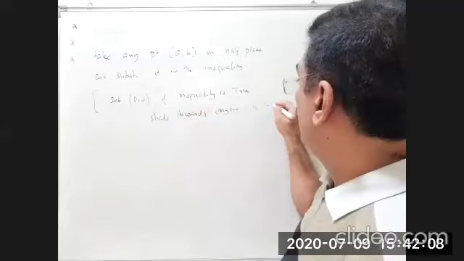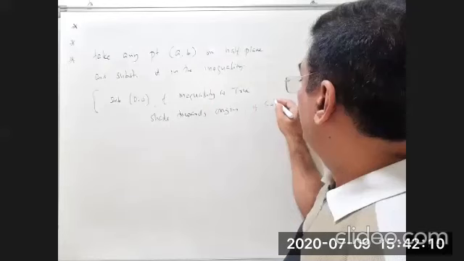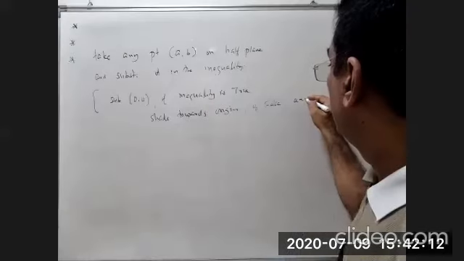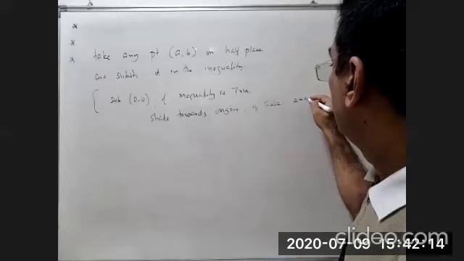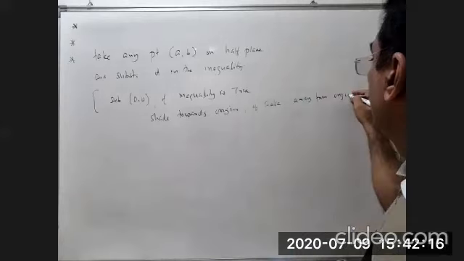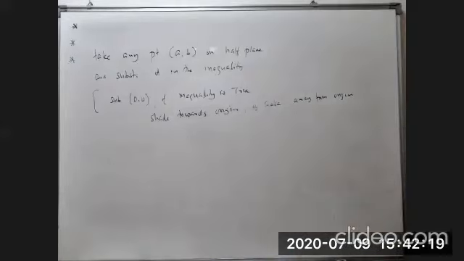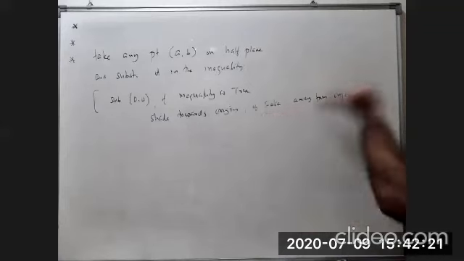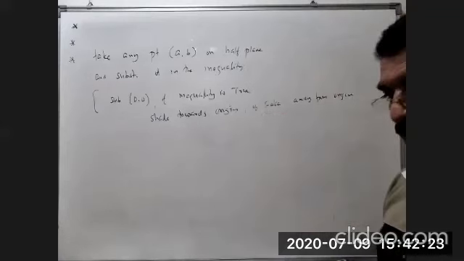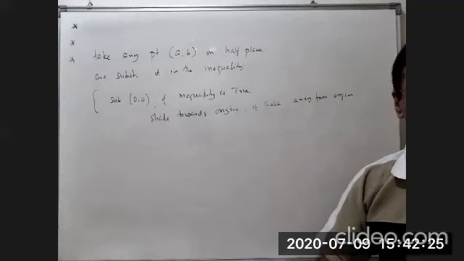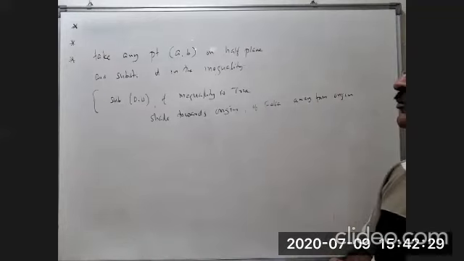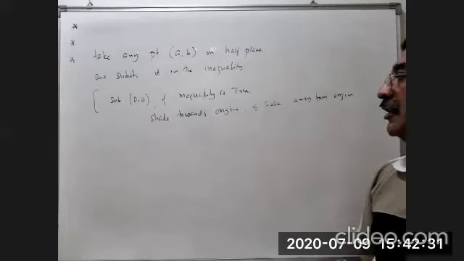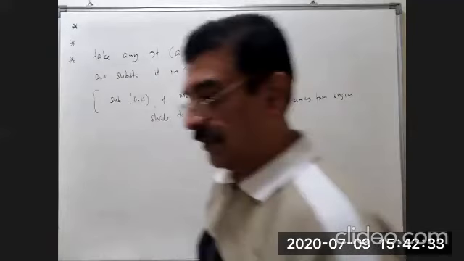If false, shade away from the origin. If it is true, towards the origin.